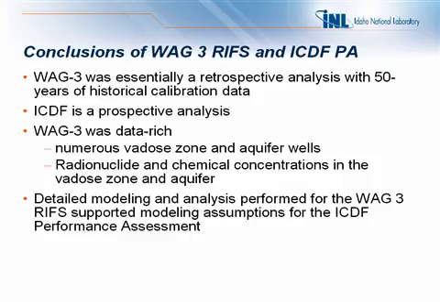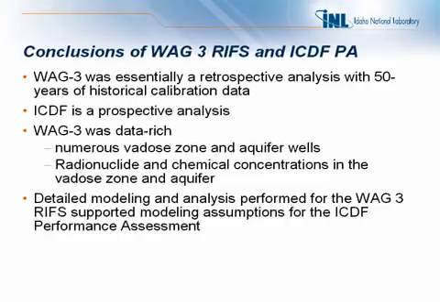So the WAG-3 was essentially a retrospective analysis, and the ICDF is almost purely a prospective analysis. We don't have data to calibrate it to in that sense in terms of contaminant transport. We have incorporated data like how much water they are pumping from the leachate collection system. That gives us a very good idea of how much water is collected, how much water is infiltrating from that system. But the main thing is that the WAG-3 RI/FS supported the assumptions we used in the ICDF.